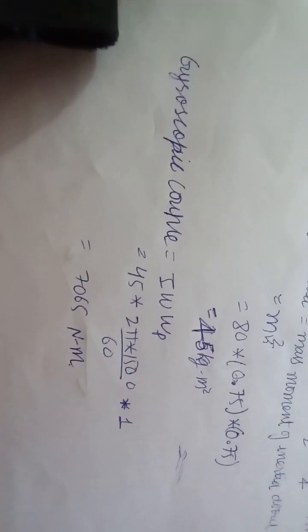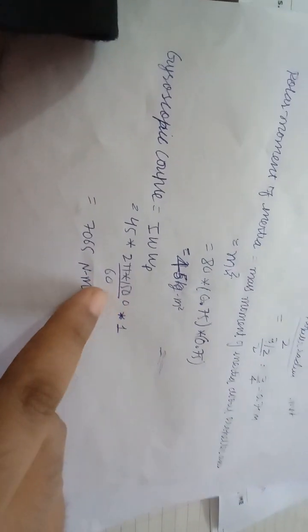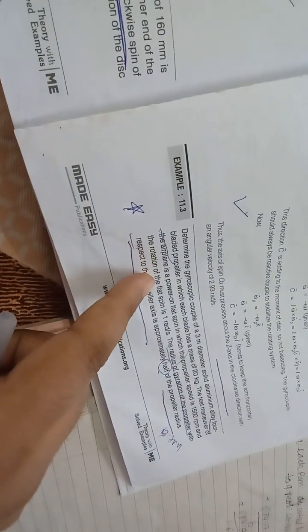Gyroscopic couple is equal to I omega omega p. I is 45, omega is 2 pi into 1500 by 60. Flat spin, rotation of the flat spin is 1 radian per second.